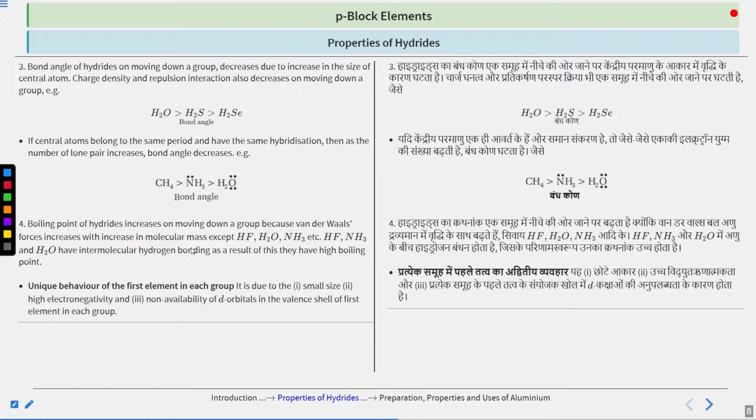Next, we have unique behavior of the first element in each group. So it is due to the small size, high electronegativity, and non-availability of d orbital in the valence shell that this is seen in the first element in each group. So what is the meaning of this? Basically the first element in each group has a unique property as compared to the elements present in the rest of the group. What is the reason behind it? The reason behind it is the small size.